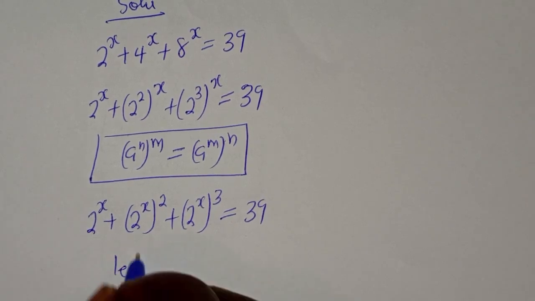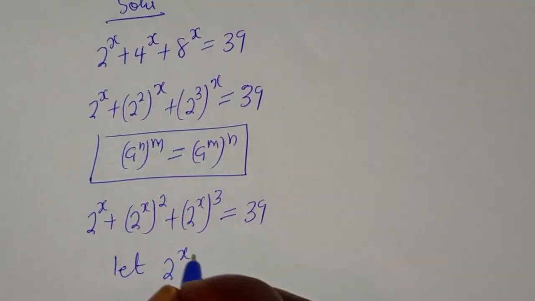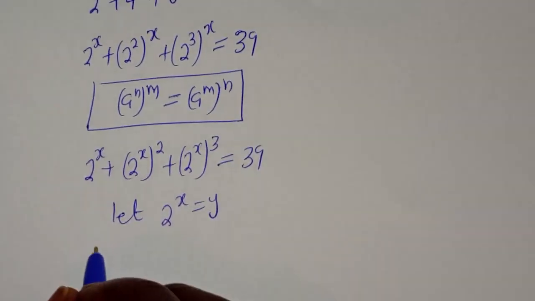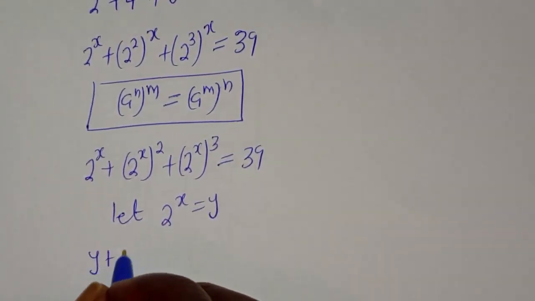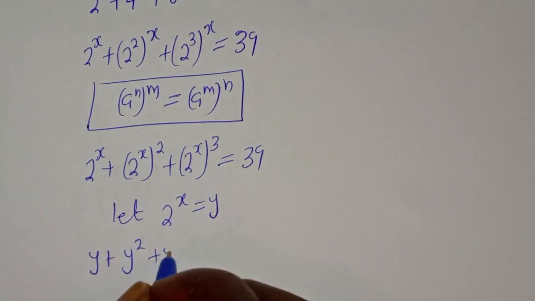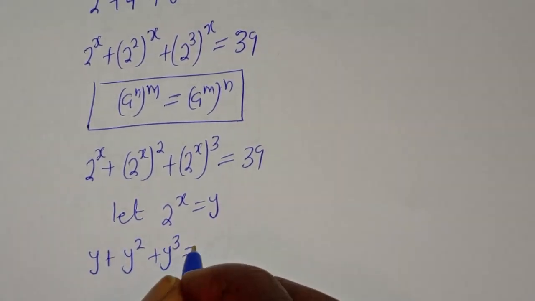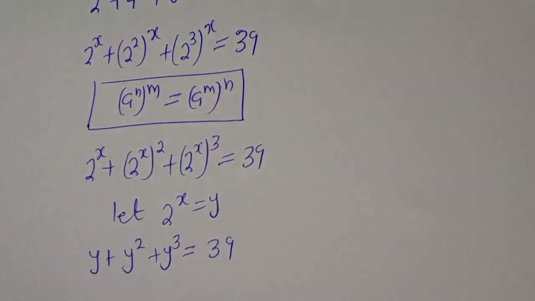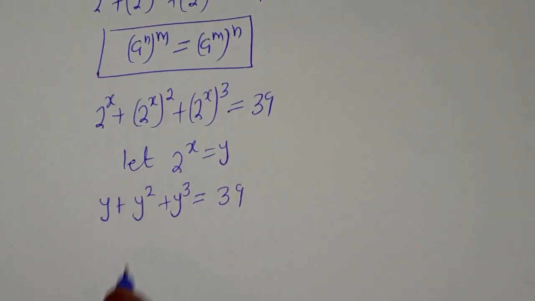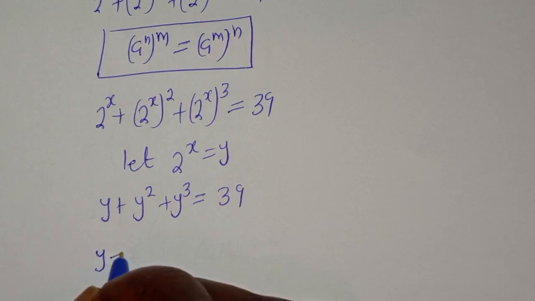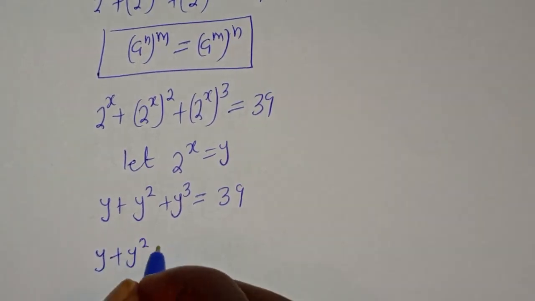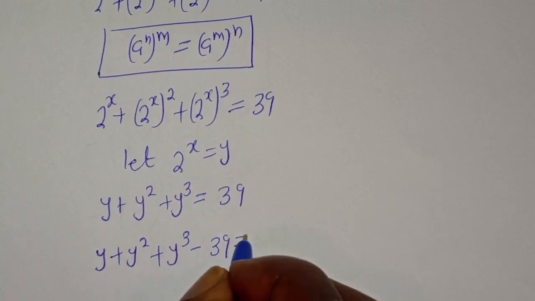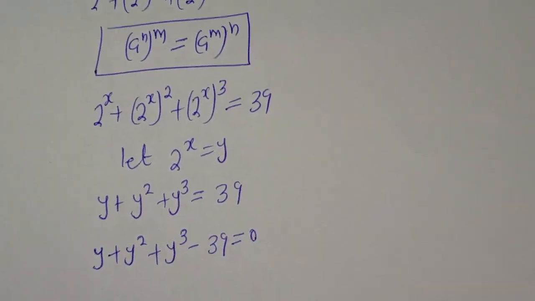Let 2 raised to power s is equal to y. Then here is y plus y squared plus y raised to power 3 is equal to 39. And here is y plus y squared plus y raised to power 3 minus 39 equal to 0.